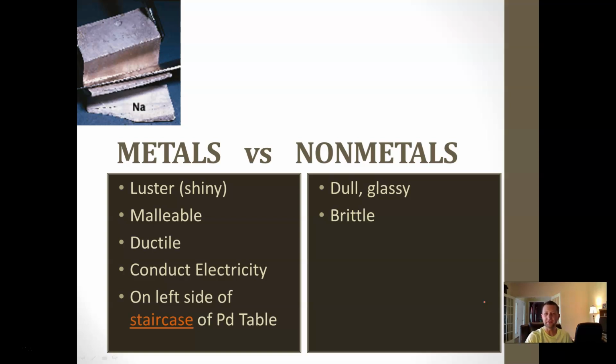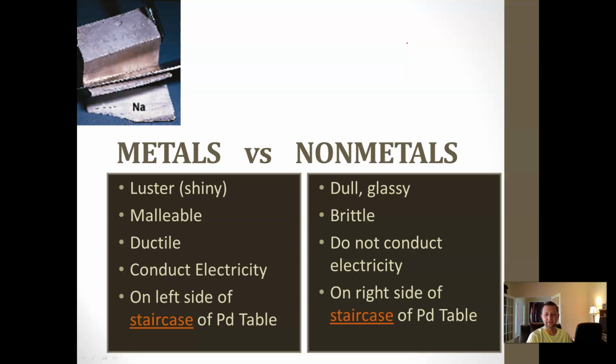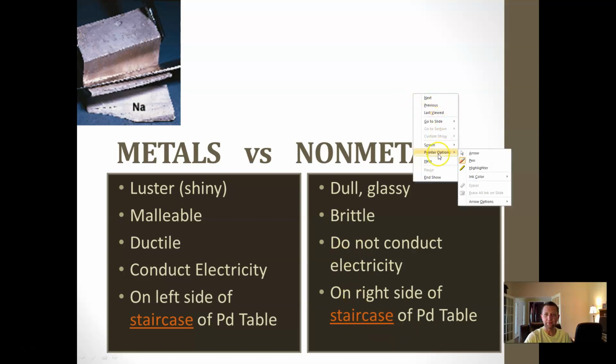Or a piece of sulfur is a good example as well. Sulfur is like a yellow, chalky looking rock, right? Very brittle. So the opposite of malleable and ductile go along with brittle that I have here. They don't conduct electricity at all. And they're on the right side of the staircase. Okay, right side of the periodic table. Let's take a look at where that is, and then we'll wrap it up.